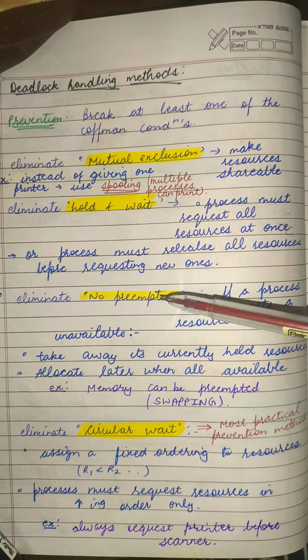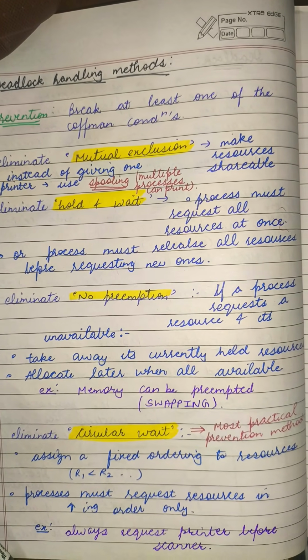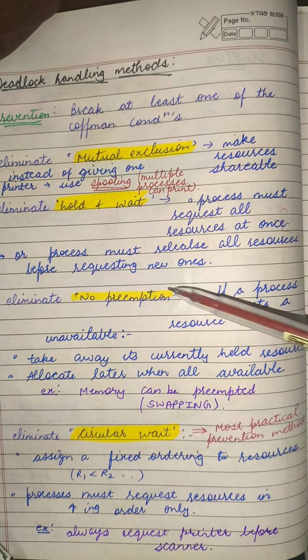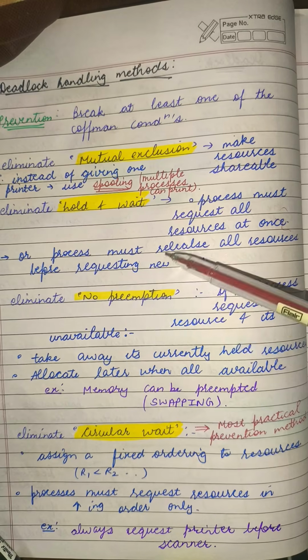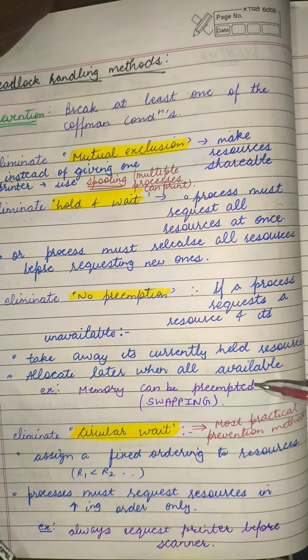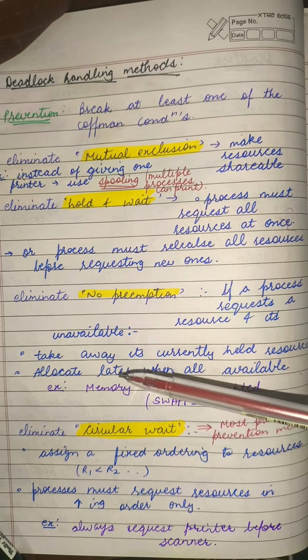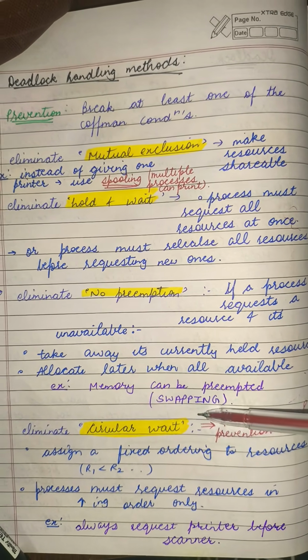Now, eliminate no preemption. Preemption means that once a process is scheduled, it must be fully completed and only then it can be terminated. So how can we avoid this? If a process requests a resource and it's unavailable, what we can do is take away its currently held resources and allocate them later when all are available. Okay, for example, memory can be preempted, with the example of swapping, swap in and swap out.